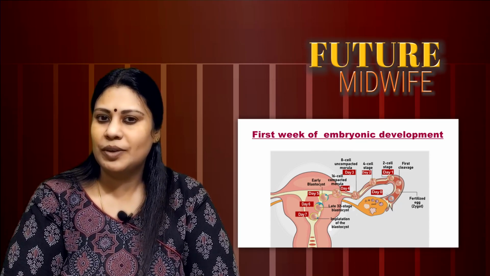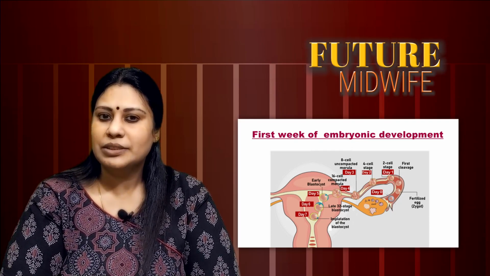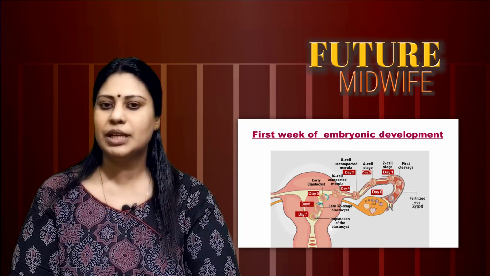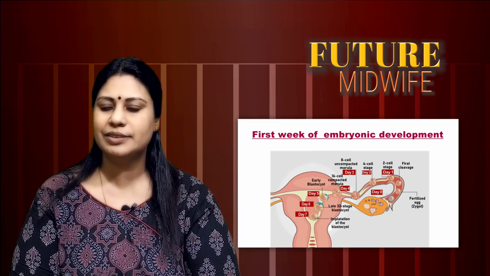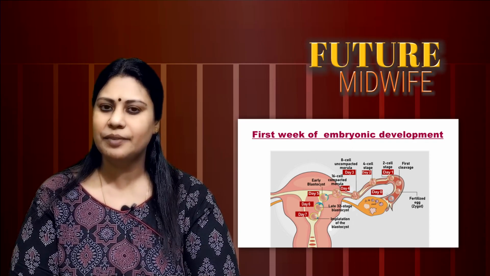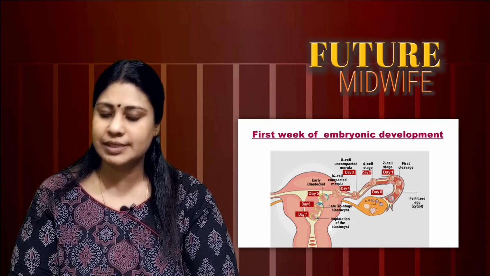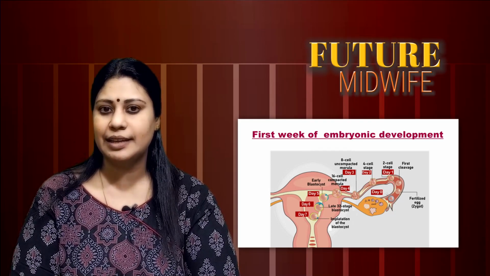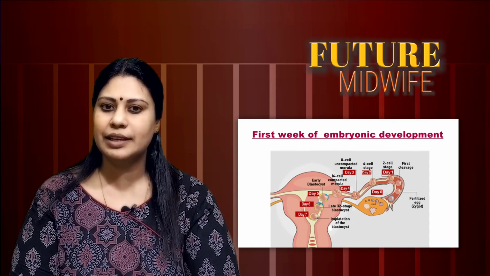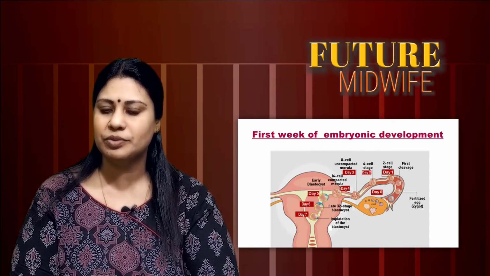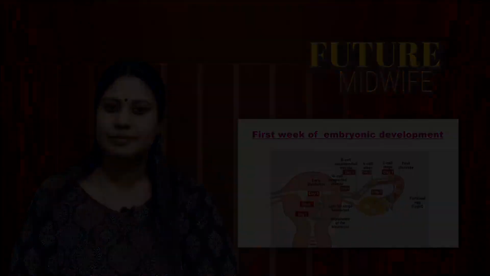This stage we call the morula. Morula looks like a bunch of grapes. After the morula stage it again undergoes division and reaches the 32-cell stage. We call it a blastocyst. This blastocyst undergoes early and late blastocyst developmental stages, and on the 7th day it reaches the endometrium of the uterus and implantation is almost complete.